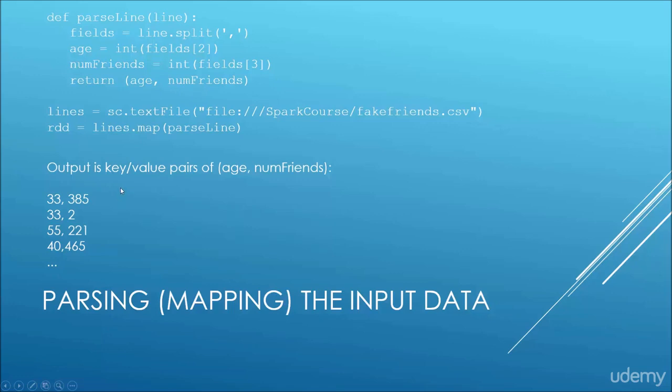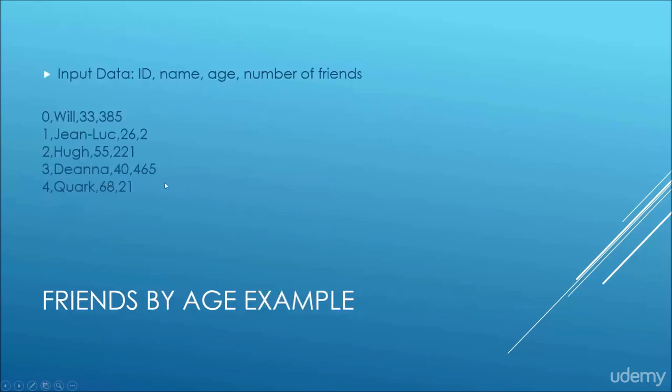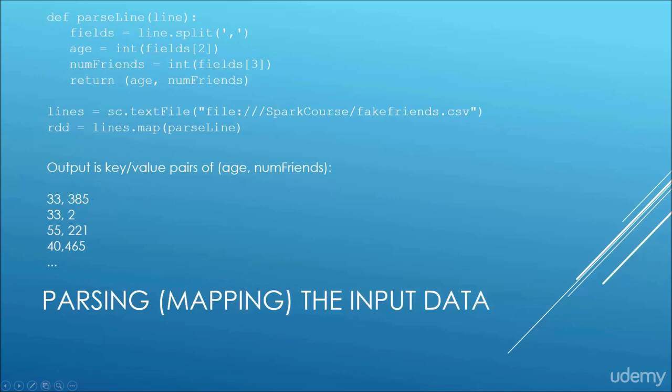So for example, transforming the original data that I showed in the previous slide, the output will be a key value pair RDD that contains something like this. So the first user in our data had an age of 33 and 385 friends. The second user had an age of 33 and 2 friends. The third user was 55 years old and had 221 friends, and so on and so forth. With me so far? This is an important concept to grasp, so feel free to hit pause and stare at the slide a little bit longer if you need it to sink in. Let's move on.